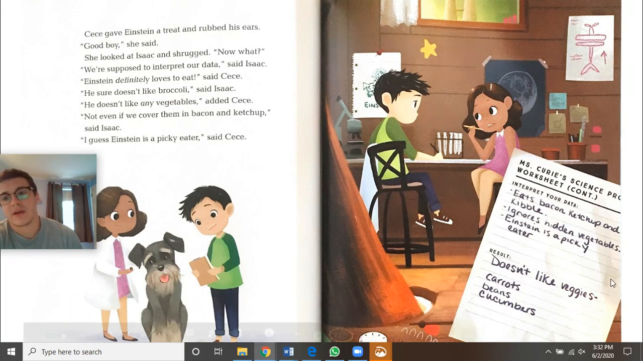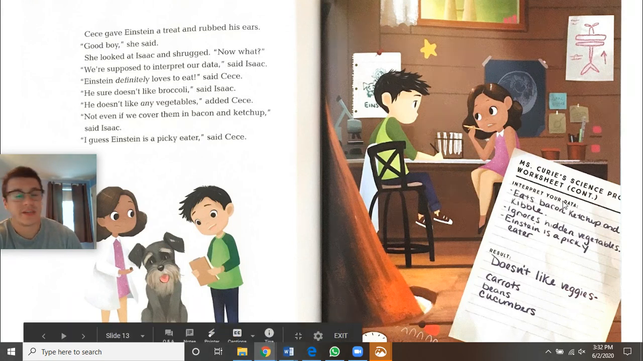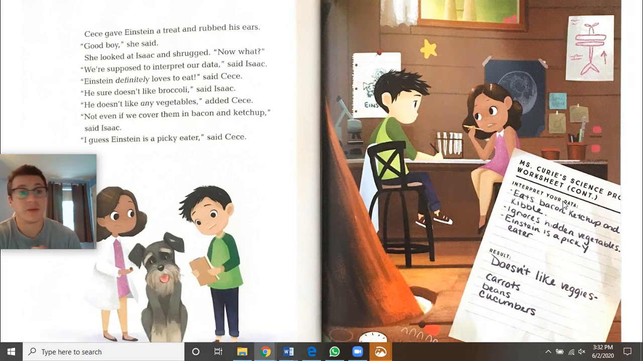So they're interpreting their data. So they're thinking about what they've just observed with their experiment. So they observed that Einstein eats bacon, ketchup, and kibble. He ignores the hidden vegetables, so he doesn't pay attention to the vegetables. He says, no, thank you. And Einstein is a picky eater. The result is that he doesn't like veggies, and the veggies that he does not like are carrots, beans, and cucumbers.